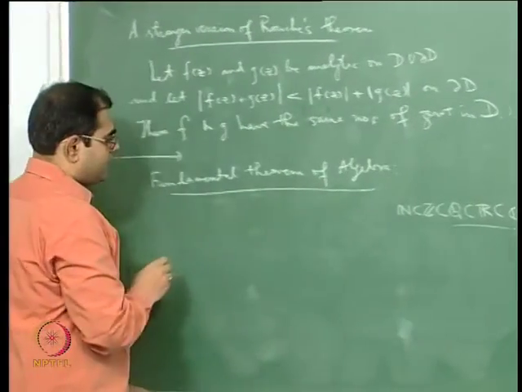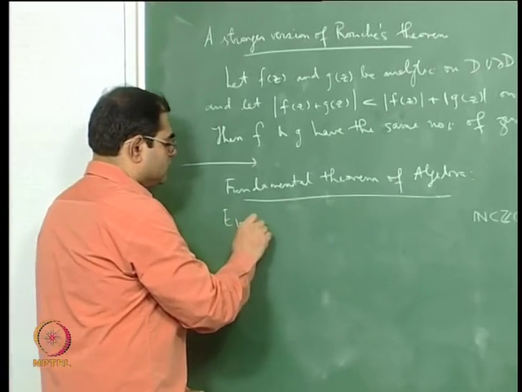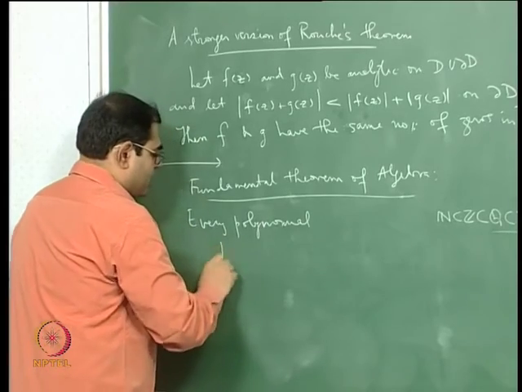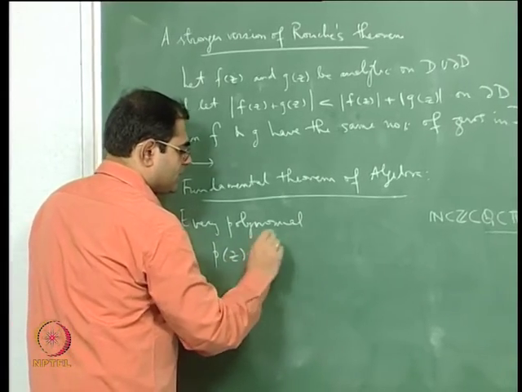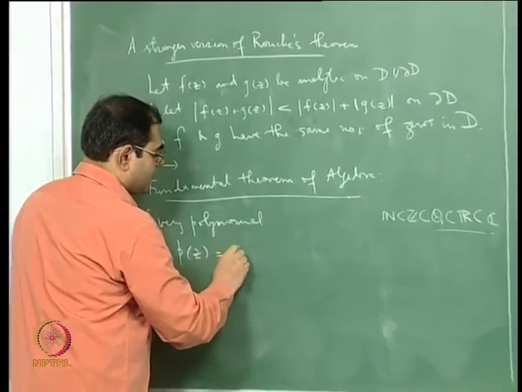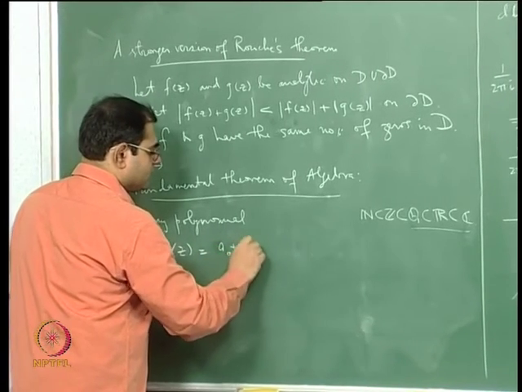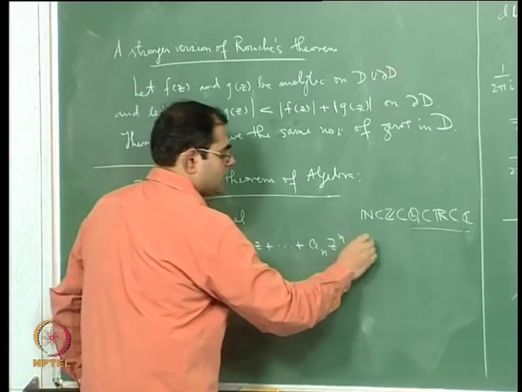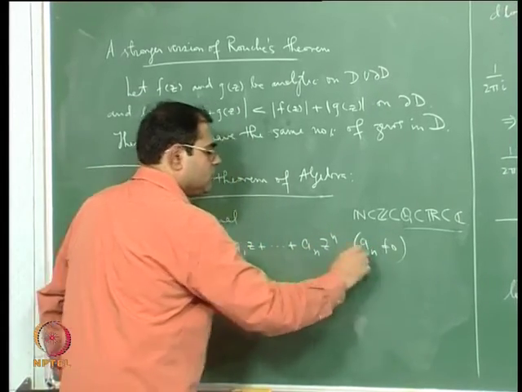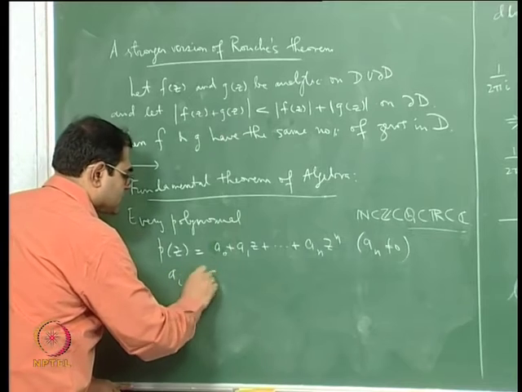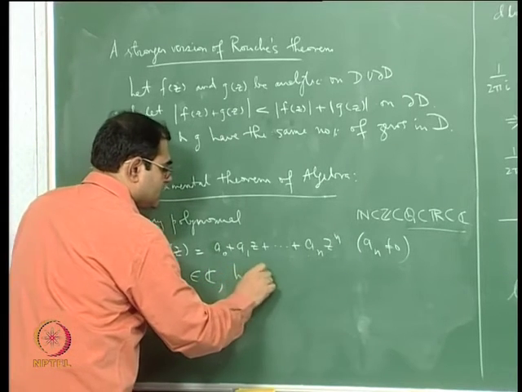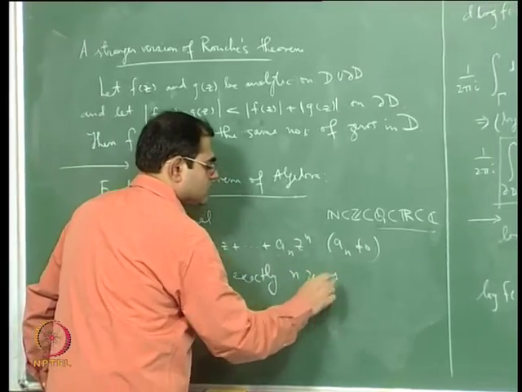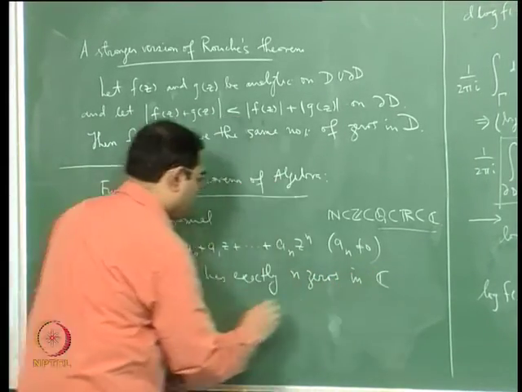So every polynomial P of z is equal to a naught plus a1 z plus etcetera a n z power n, a n not equal to 0, a i complex numbers, has exactly n zeros in C counted with multiplicities.